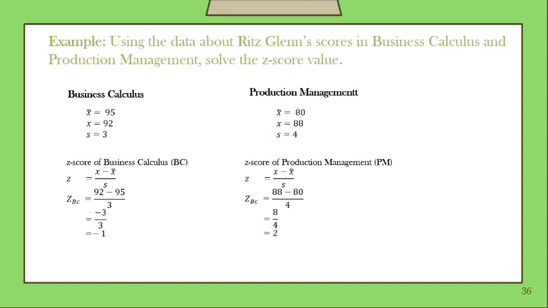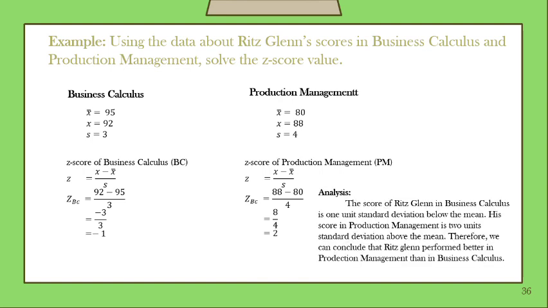So, example natin kanina, ulitin natin. Using the data about Ritz-Glen's score in business calculus and production management, pwede natin ma-solve. So, diba, sa business calculus, ang mean niya is 95, ang raw score niya is 92, ang standard deviation is 3. So, using the formula, substitute lang natin. So, 92 minus 95, it is negative 3 over 3. And negative 3 over 3 is negative 1. And sa production naman, 88 minus 80 is 8 all over 4. It is 2.